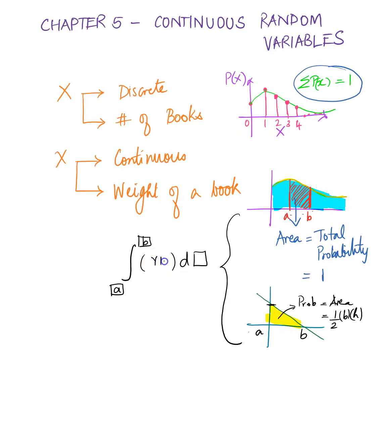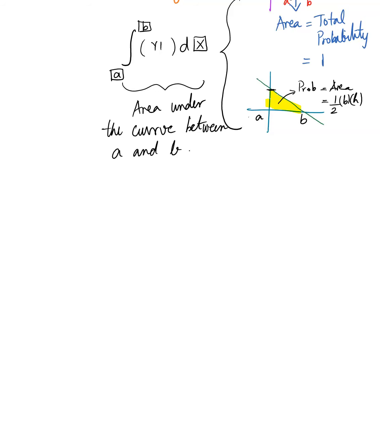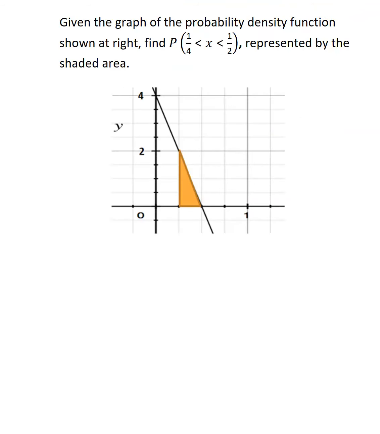We will start with some simple ones like uniform distribution. And if you see any triangular shape, please remember that we're using the triangle formula. Maybe I'll give you an example with the triangle. That will help us. Given the graph of the probability density function, find P of 1/4 less than x less than 1/2, represented by the shaded region, which is basically find the probability of x lying between 1/4 and 1/2.